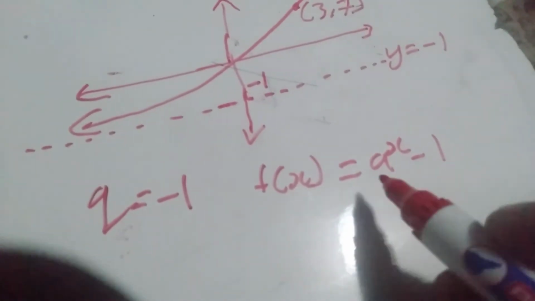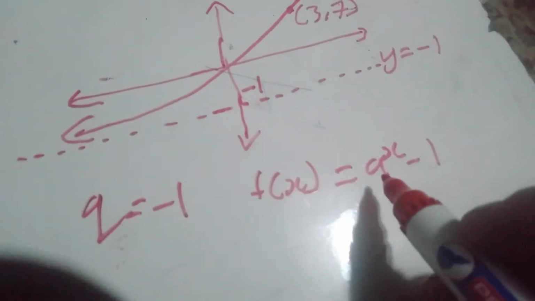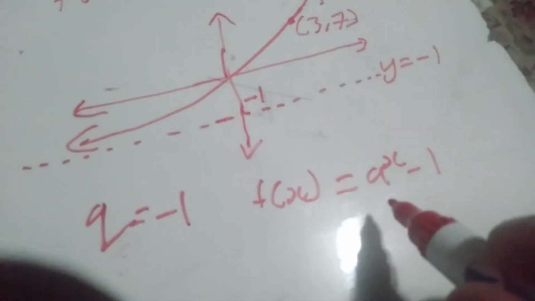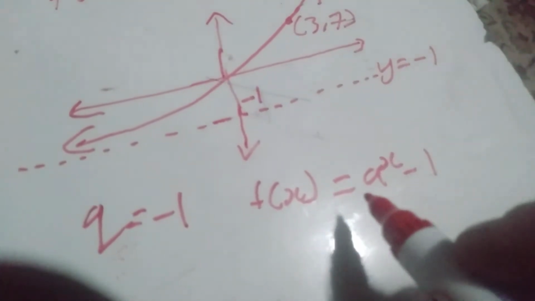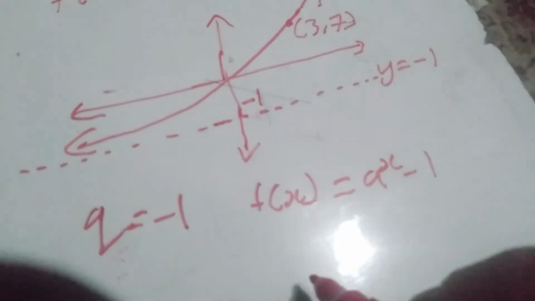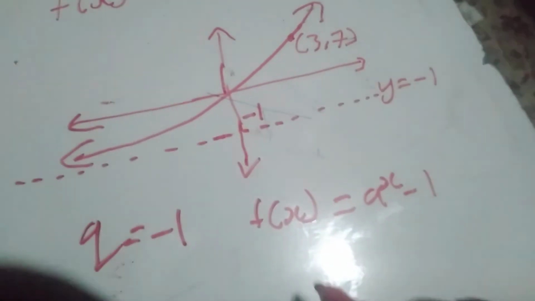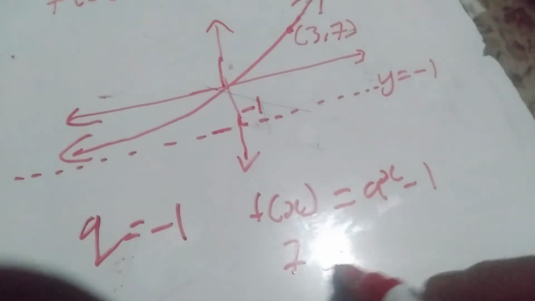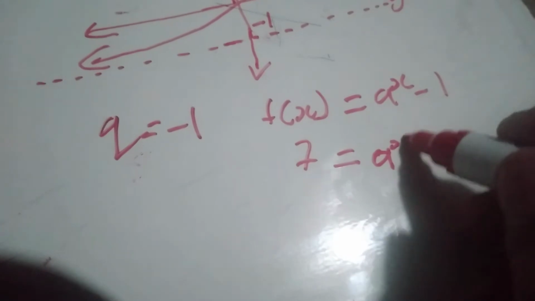which was minus 1. So now we have one unknown, and every time there's one unknown, all we have to do is substitute. Basically, in all functions, the parabola, hyperbola, and exponential graph, whenever only a is not known, you just have to substitute a point and solve. So we're given an extra point there, so we substitute it. So it means 7 is equal to a to the power of x minus 1.